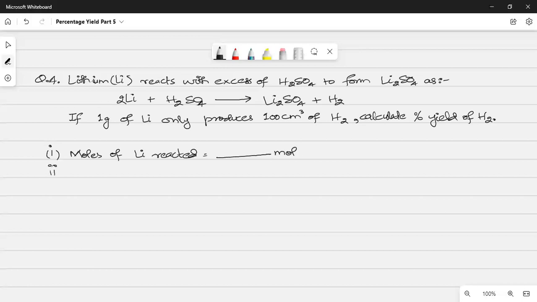number 2, moles of H2 produced, hydrogen gas, and number 3, it's just like the previous question, it shouldn't be a problem, right? Yes, sir. Volume of H2 produced. So you have all the formulae already there with you.